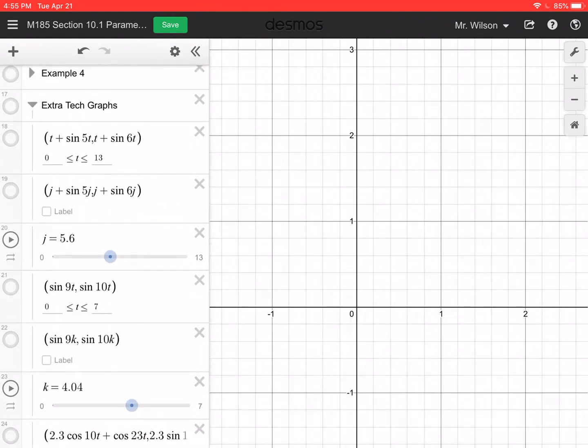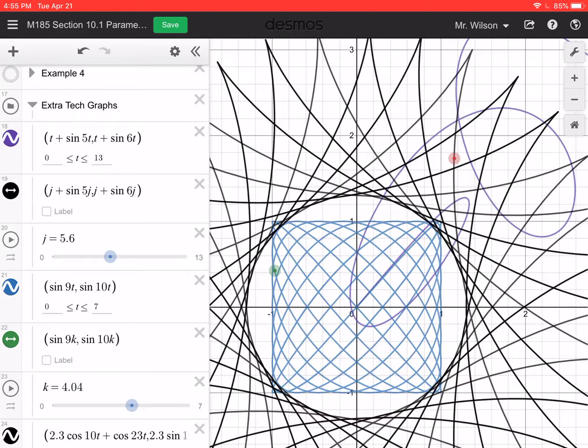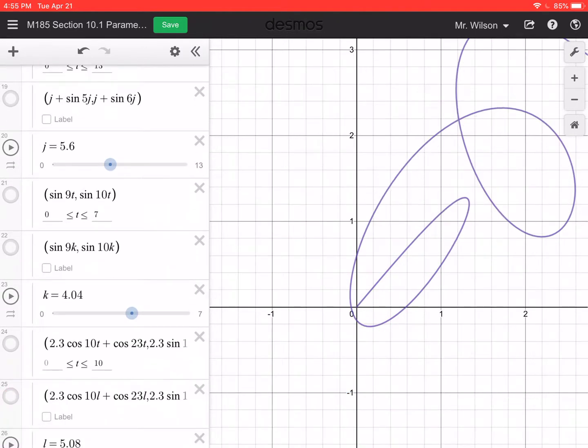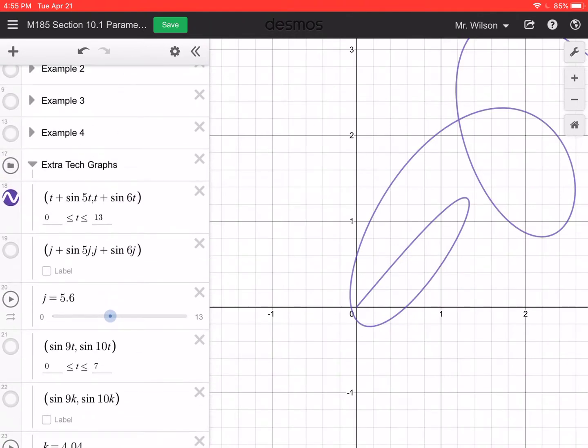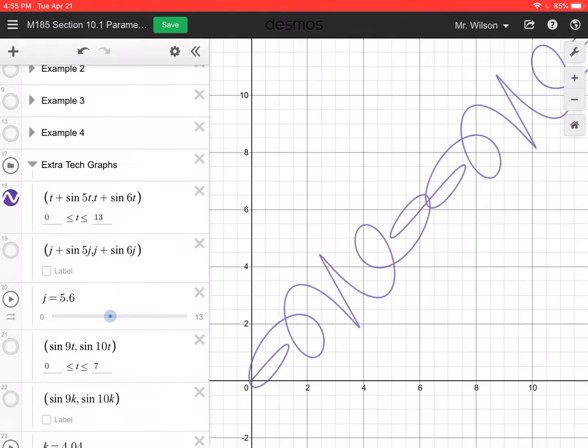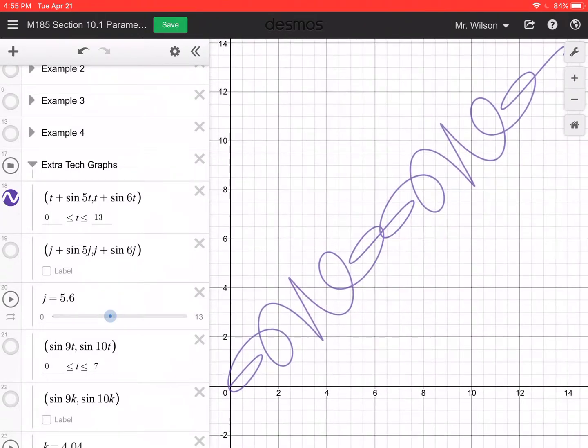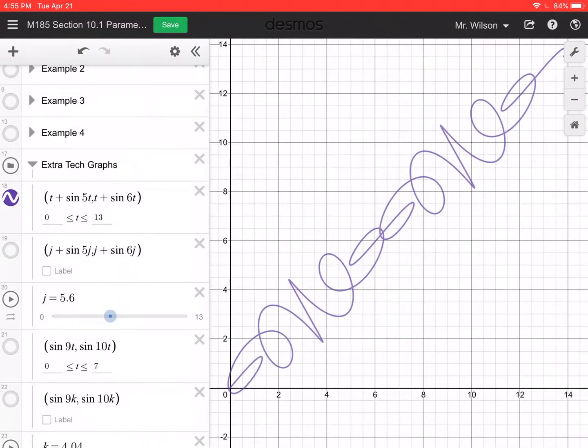So let me, this is going to turn all of them on. Yeah, so ignore all these other ones for just a sec. We'll come back to those. Okay, here's the first one. So let me zoom out so you can see. Here's a piece of it. Okay, so this is a parametric equation using just a simple combination of t's and sine of t's.